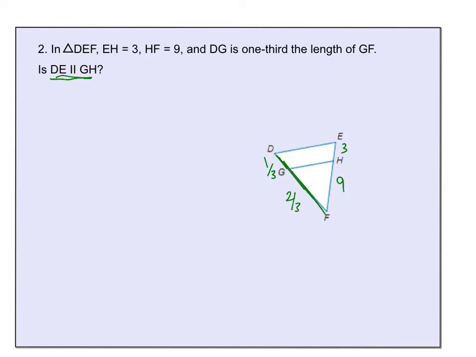So now I have to compare the two. They're asking, is DE parallel to GH? That's the question they're asking. So now what I have to do is look at, is 1/3 over 2/3 equal to 3/9?